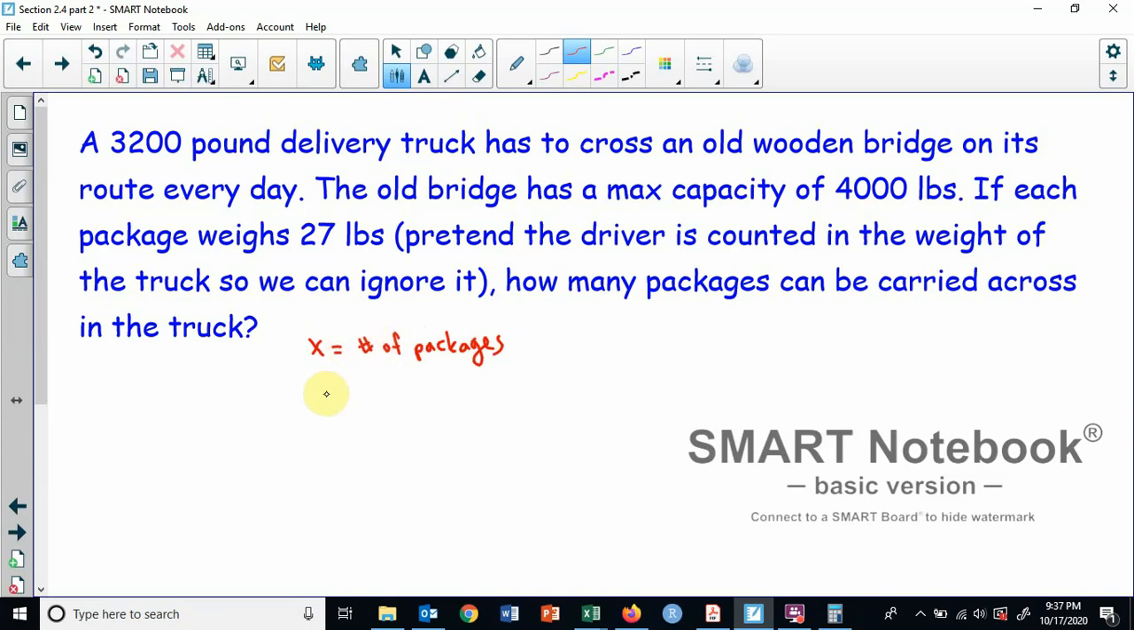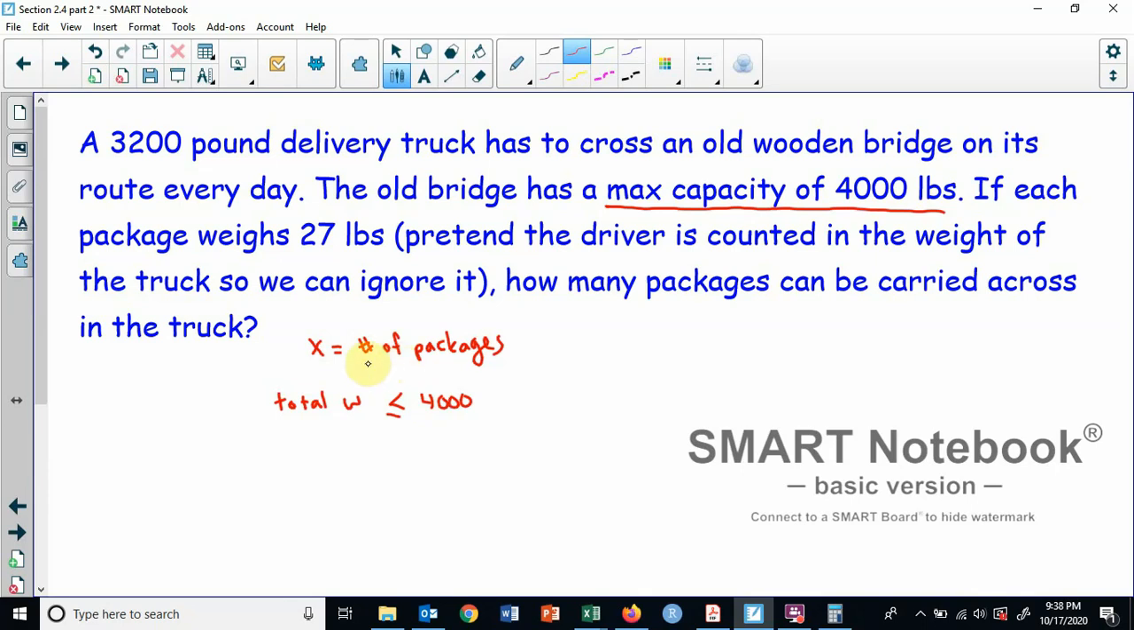Alright. And let's see if we can write this. So what do we want to be less than or greater than? The bridge has a max capacity of 4,000 pounds. So whatever our total weight is, we would like it to be less than 4,000 pounds, right? Or equal to 4,000 pounds. Max capacity, if you're at 4,000, that's the most the bridge can hold. Because if our weight goes over 4,000 pounds, we will break the bridge.